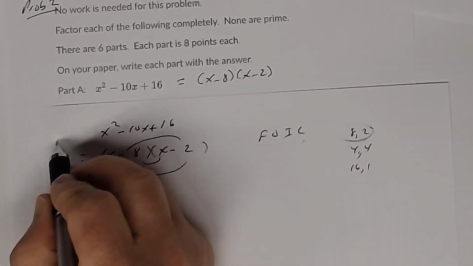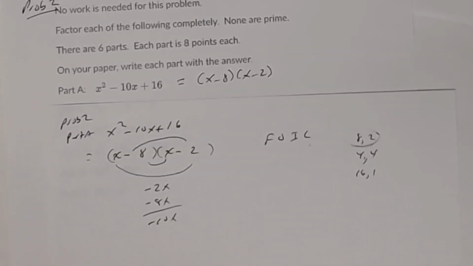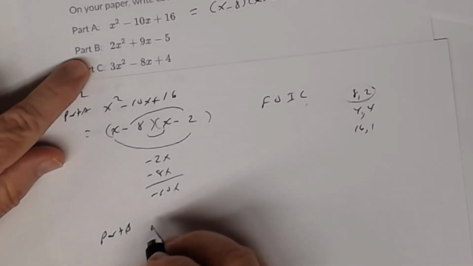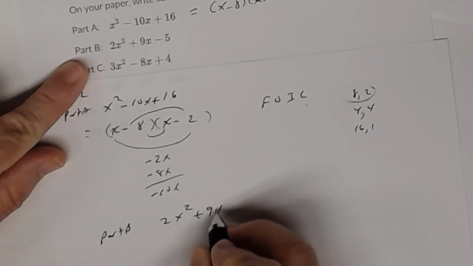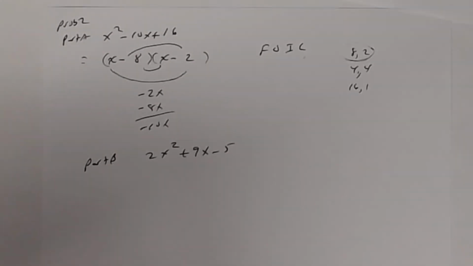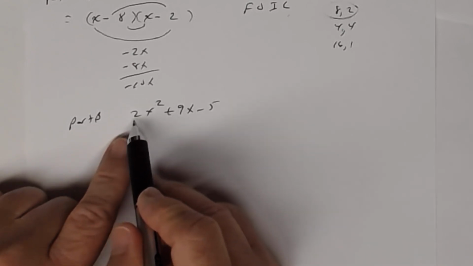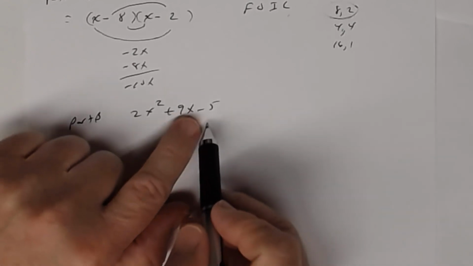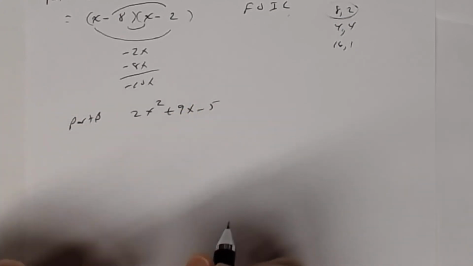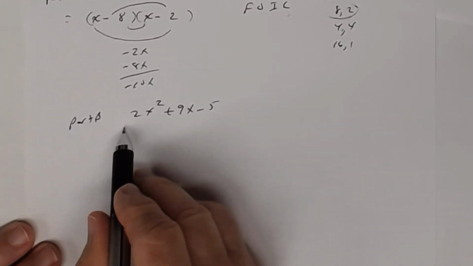All right, so that's part A for problem 2. Now in part B, we had this problem, 2x squared plus 9x minus 5. Now this time the coefficient of x squared is not 1, but it's still not a difficult problem. And the reason for that is because the coefficient of x squared, 2, is a prime number, and the last term, just forget about the subtraction here for a moment, the last term, 5, is also a prime number. So there's not that many possibilities to go through in terms of trial and error. So that's also an easy one.